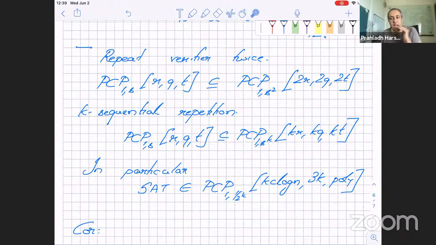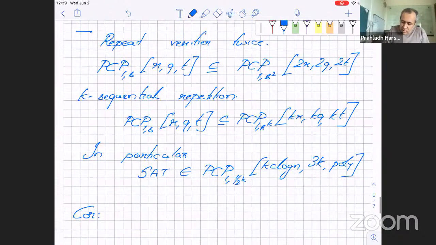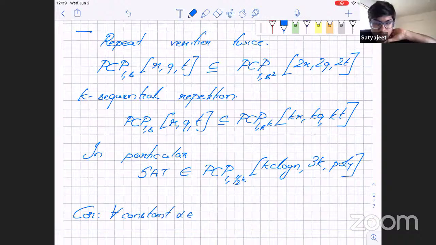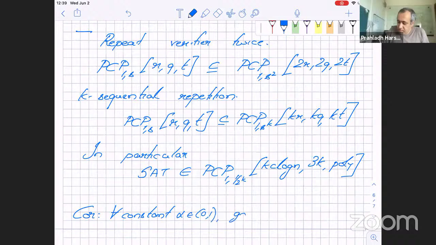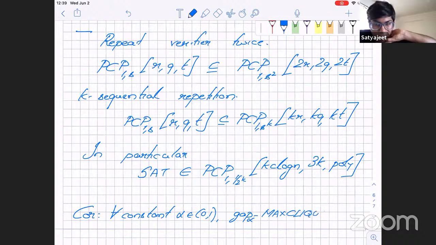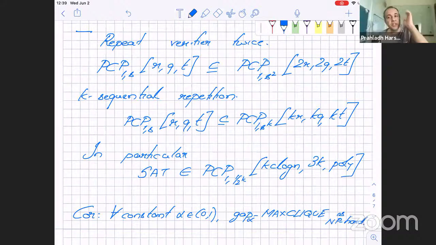So at the end of this, what we'll get for any constant k, you can get this. So all I'm claiming is for all constant alpha, gap alpha max clique is NP hard. So it's not just half hard, it is 1 by 10th hard, 1 by 100th hard, 1 by 1000th hard. Any constant you give me, you cannot come up with a clique which is of size within this factor of this one. This is still not what we wanted to prove.